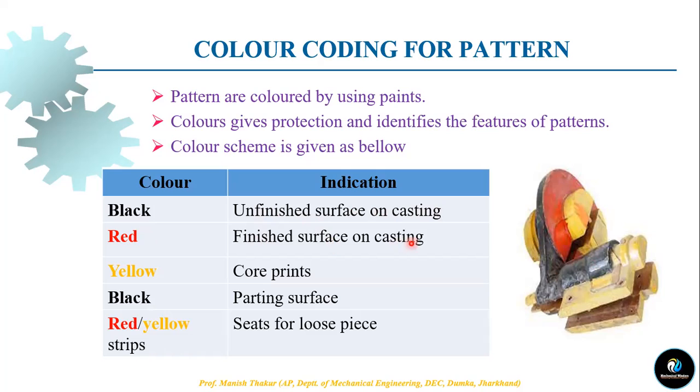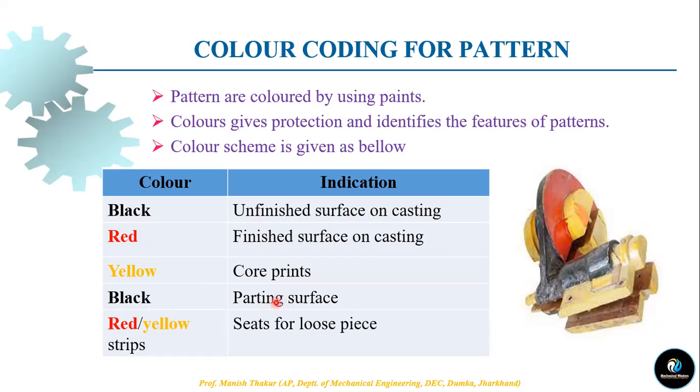Red is a finished surface on the casting. Red is not needed to finish. Is it clear? Yellow is the core print. This indicates that it is a core print. Is it clear? Black is the parting surface. Okay, parting surface is here. This is the surface inside. You can see this is the black surface. Is it clear? This is the parting line, and what lies on the parting line is known as the parting surface.